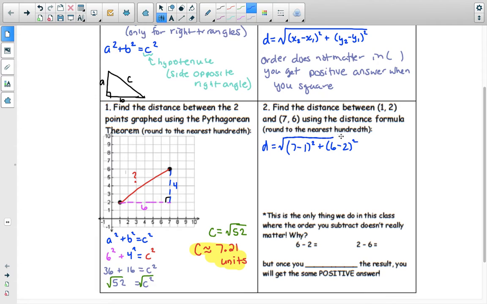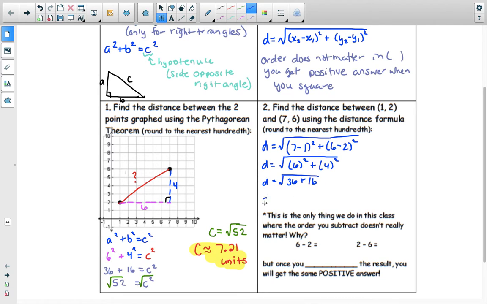Now, the square root and the squares do not get rid of each other because we have a plus sign in here. You have to just keep going with this. So we're going to have the distance is equal to the square root of 7 minus 1 is 6. We're going to square that. Plus, parentheses, 6 minus 2 is 4. Then we're going to square that. So we'll have distance is equal to the square root of 6 squared is 36, plus 4 squared is 16.